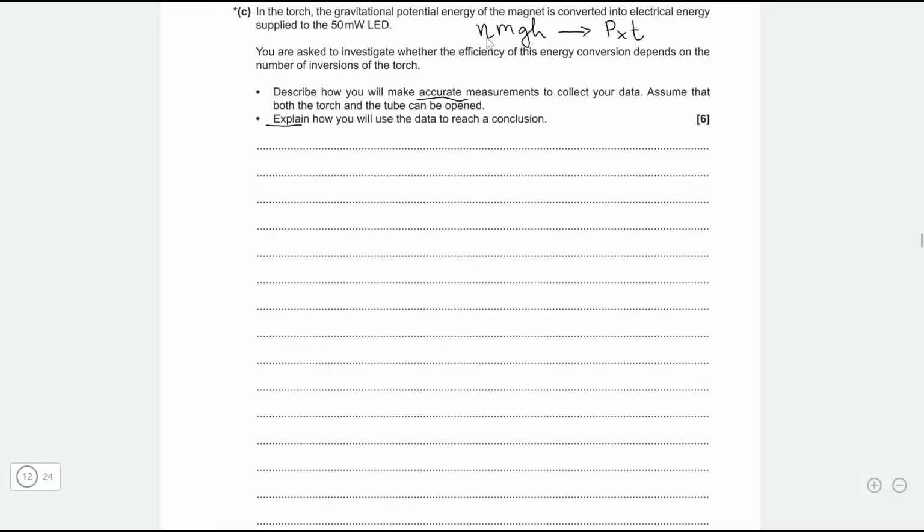For instance, if I had 1 inversion, I'm just going to have mgh. If I had 2 inversions, I'll have 2 mgh. If I have n inversions, I'm going to have n mgh. Well, let's think about what we're going to need to measure. We know that g is 9.81. We can count the number of inversions in our experiment. We can measure m with a top pan balance.